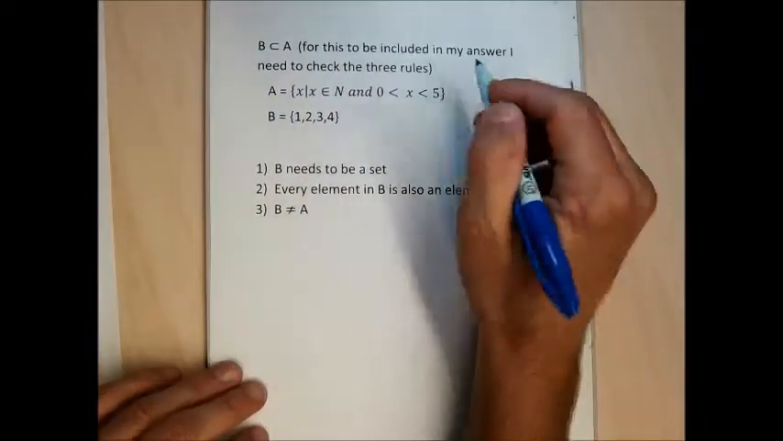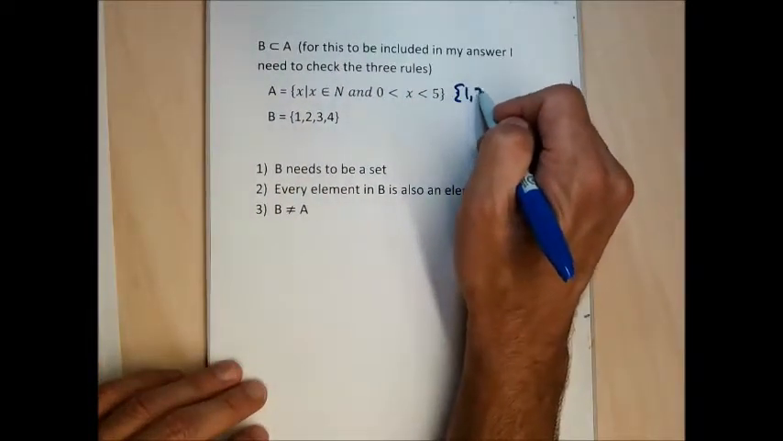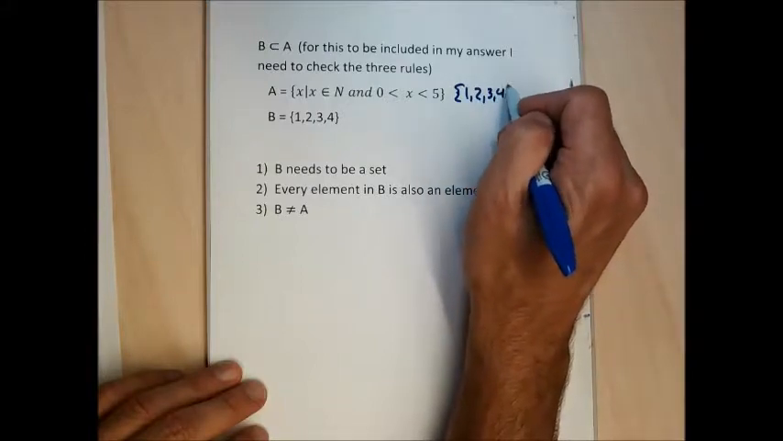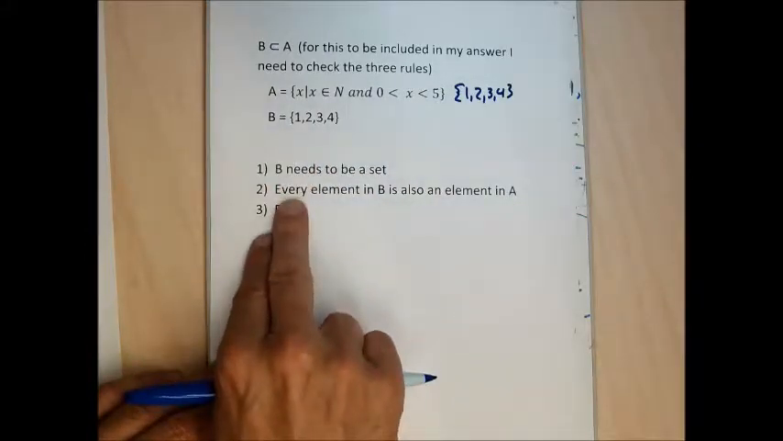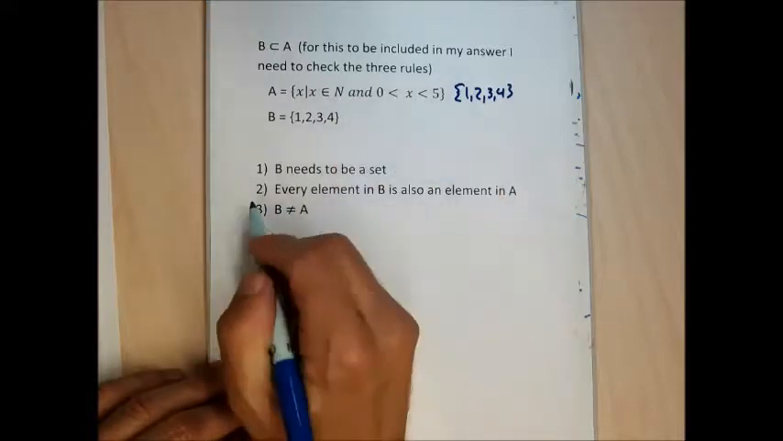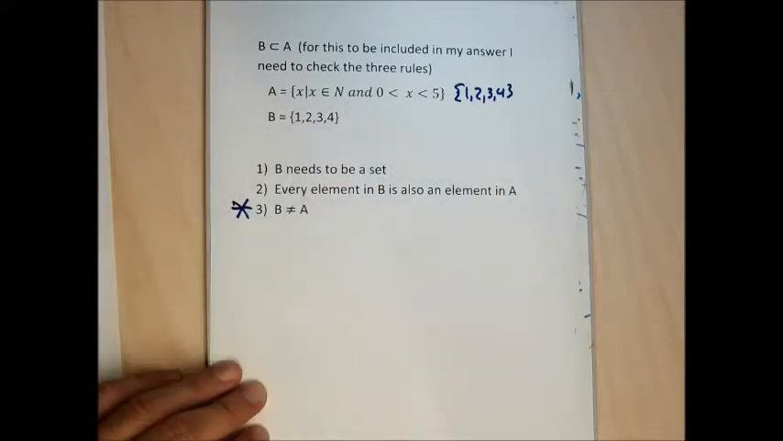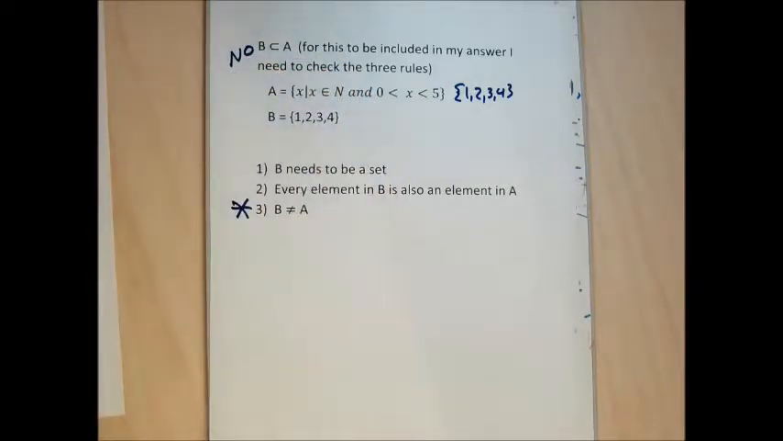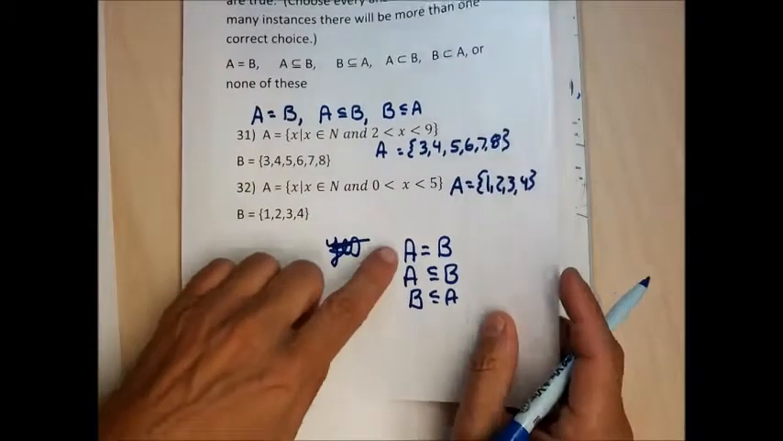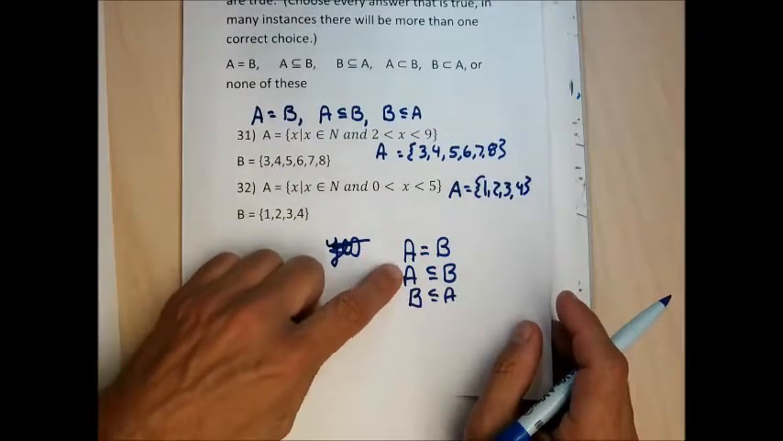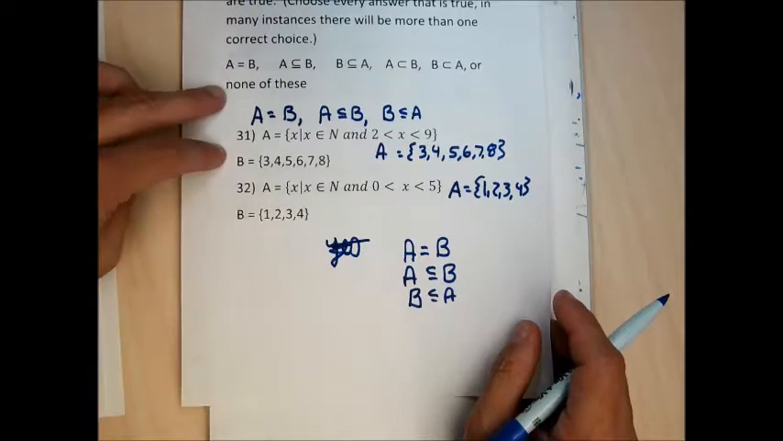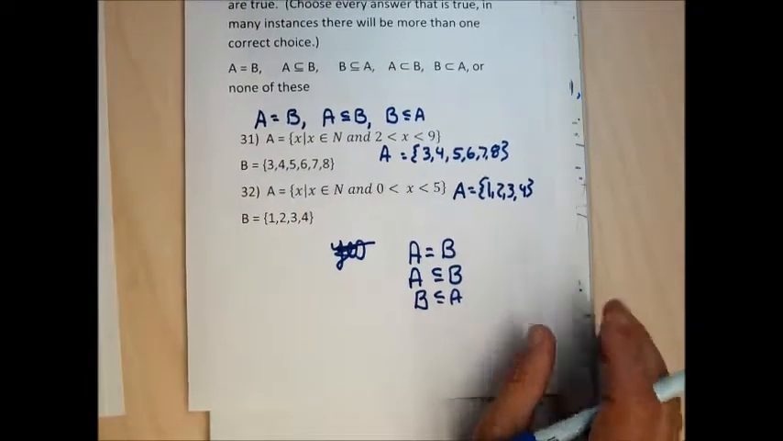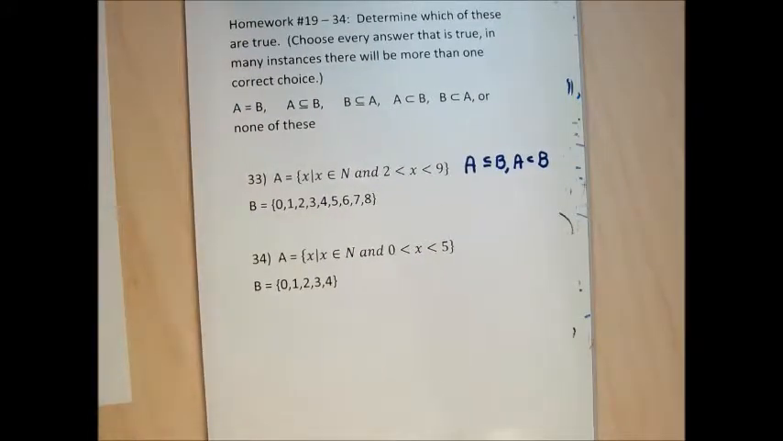Similarly, for the last symbol, checking to see if B is a proper subset of A, I have 3 rules that need to be satisfied, and because these sets are equal, the third rule is being violated, and that symbol shouldn't belong in my answer. So the only symbols that belonged in my answer for problem 32 were A equal to B, A is a subset of B, and B is a subset of A, which turns out to be exactly the same answer as problem 31. So just one more problem each.